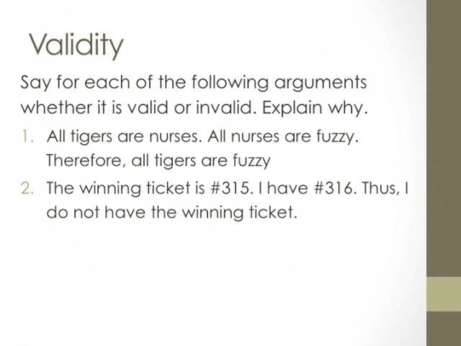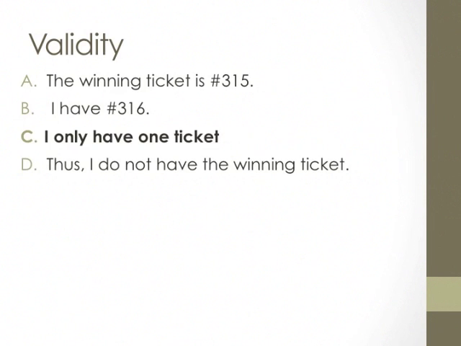Well, here's a possibility. A counterexample could be a situation in which I have both 315 and 316, in which case both premises would be true and the conclusion would be false, right? It would be true that the winning ticket is number 315, but also that I have number 316. And note that this is possible because it is nowhere stated that I only have one ticket. Now, if you had a premise like C, I only have one ticket, then the argument would be valid. Why? Because it would block the possibility of our counterexample.